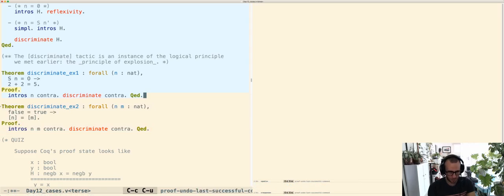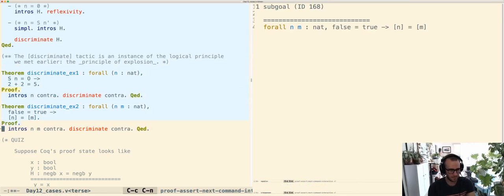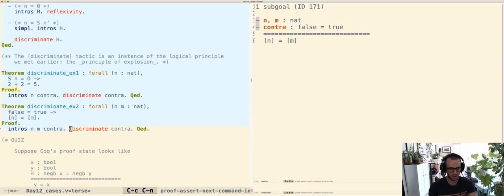If you're uncomfortable when you get to this point, I feel you, right? Like this is like an unhealthy moment. You look at this and you're like, no, false equals true. I don't want it.